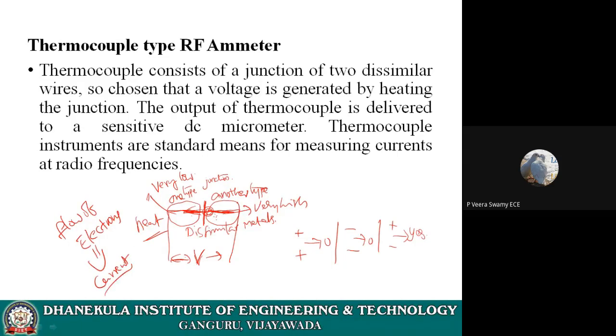Here I have connected a meter. Automatically the flow of electrons is recorded here. That is nothing but the meter. So how can we get these currents? By using a thermocouple. That's why we call this type of meter a thermocouple type RF ammeter.